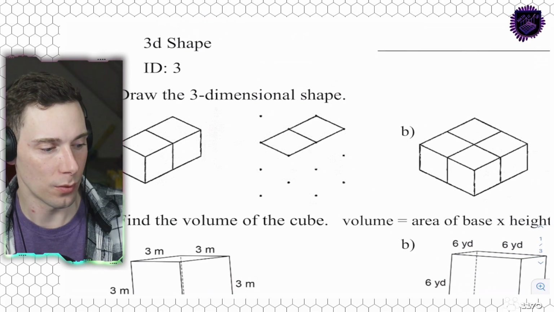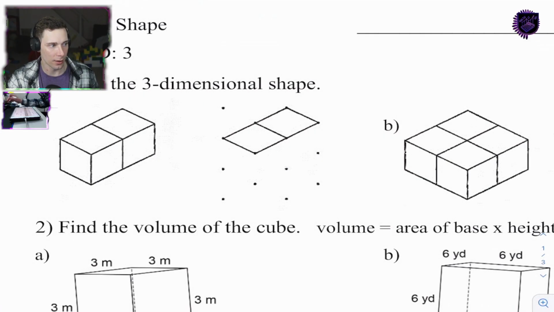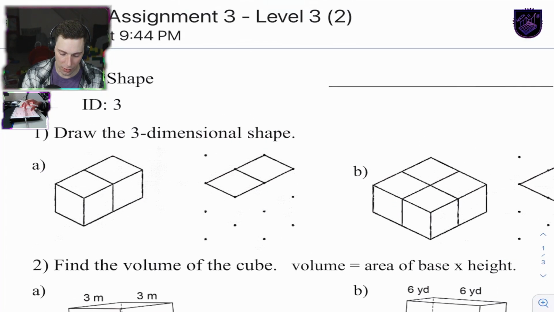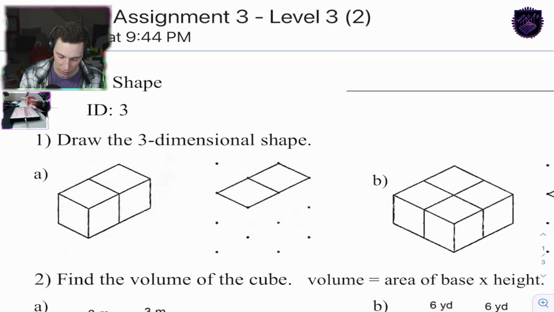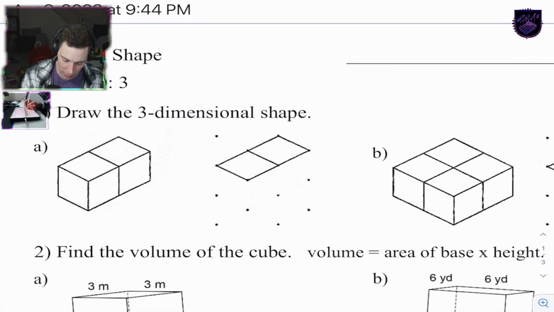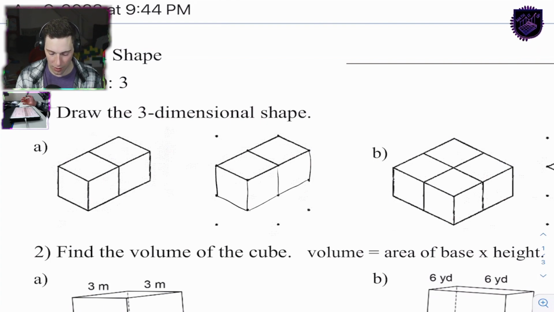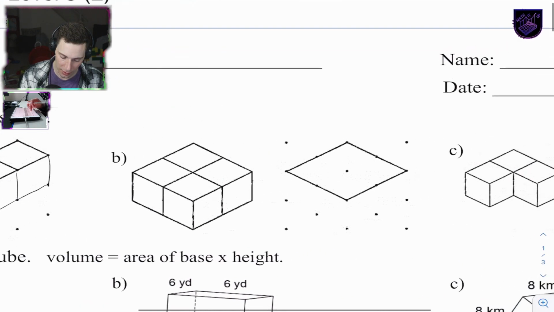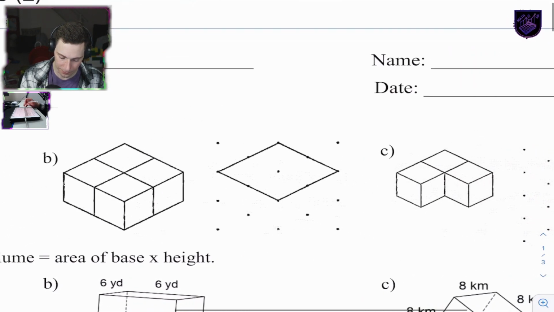I'm just going to go to this one. There, all right, I'm out of the way now. It says draw the three-dimensional shape. It gives you a starting point, so let's work from there: 1, 2, 3, 4, connect the dots. There it is, that was easy. Getting warmed up here.